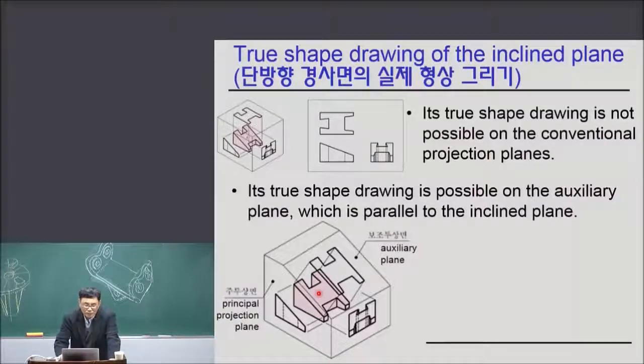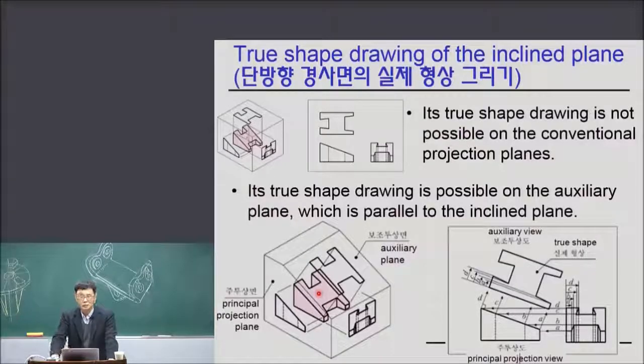So now if you project the true shape on this auxiliary plane, then if you pull it out based on the front view, then you can generate this multi-view drawing. So in this case, this is a front view, and this is a true shape on the auxiliary plane, and then this is a right side view. So comparing this drawing and this drawing, this is better. Why? Because it contains the true shape of the inclined surface. So this is a better drawing, right?